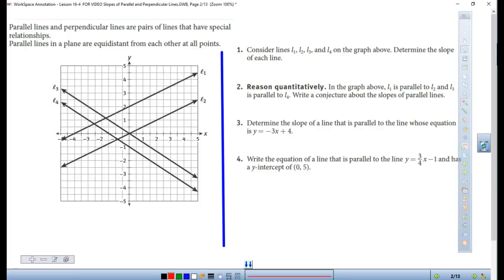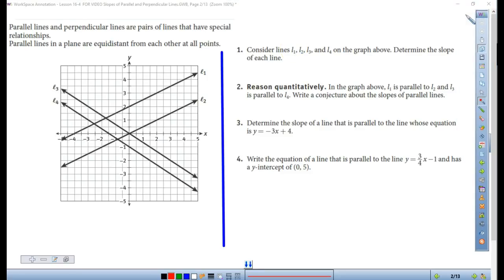Parallel lines and perpendicular lines are pairs of lines that have special relationships. Parallel lines in a plane are equidistant from each other at all points, so they never intersect. And you already knew that. So if we consider lines L1, L2, L3, and L4 on the graph above, or to the left on mine, we're going to determine the slope of each line.